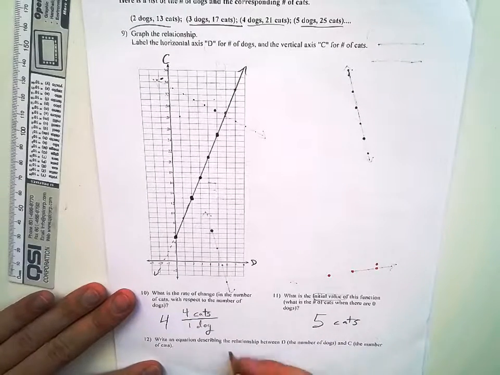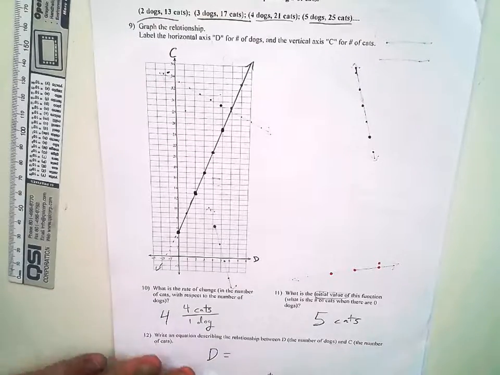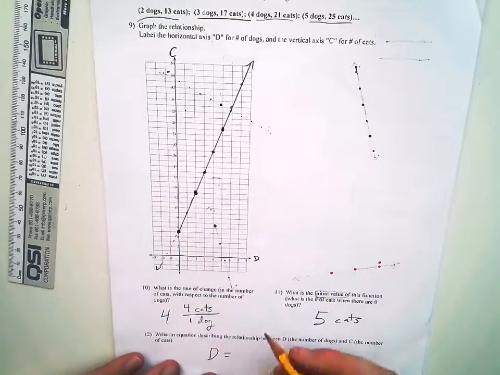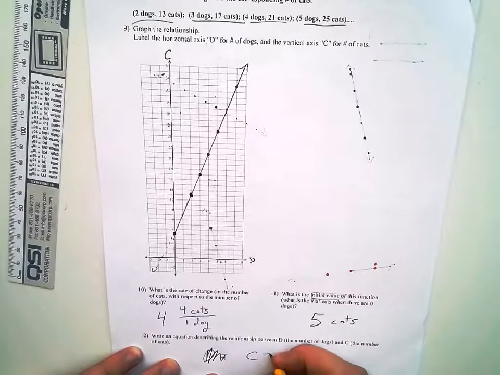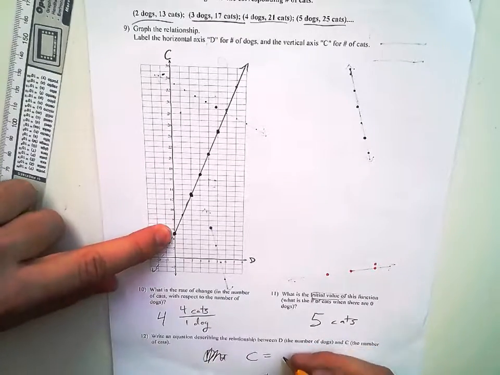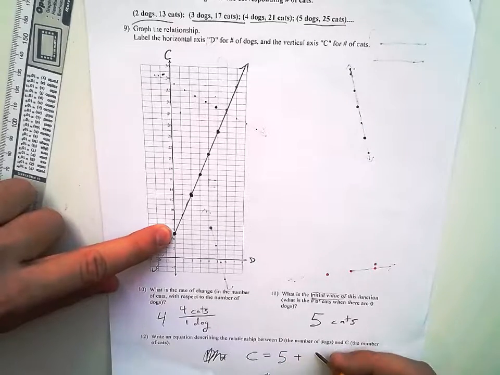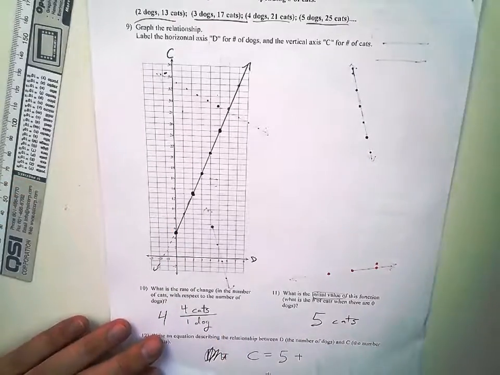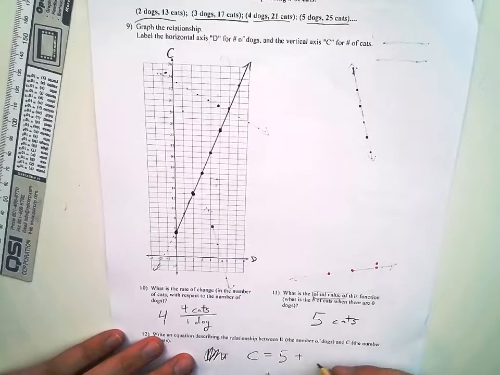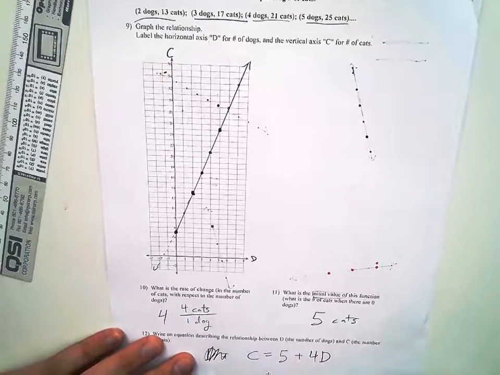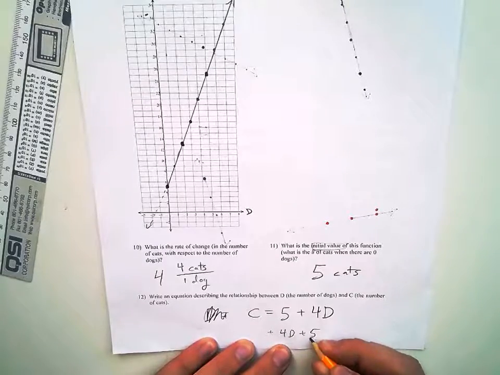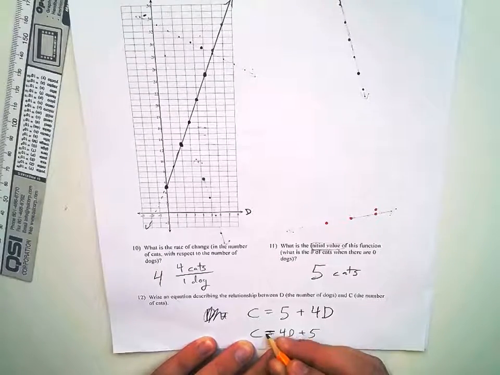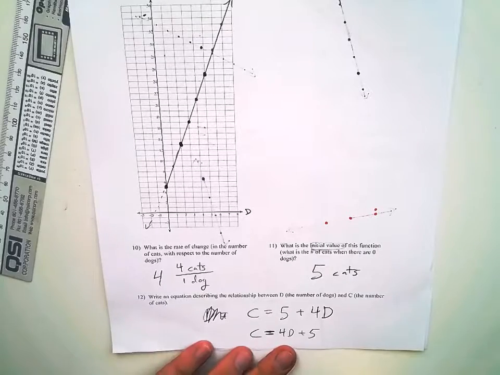Write an equation. Cats is determined by the number of dogs. So we're going to say C equals 5 plus 4D. Or you could say 4D plus 5. Okay.